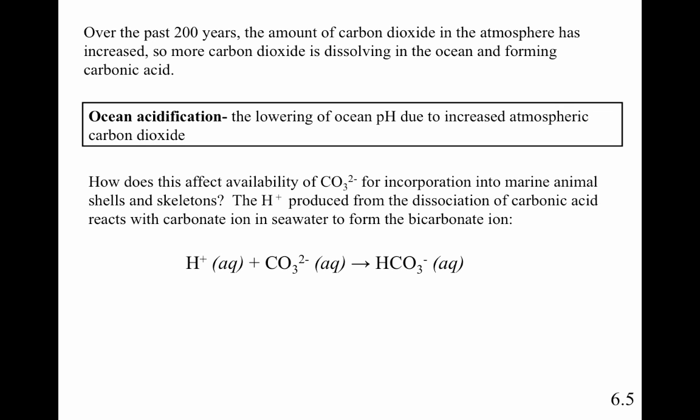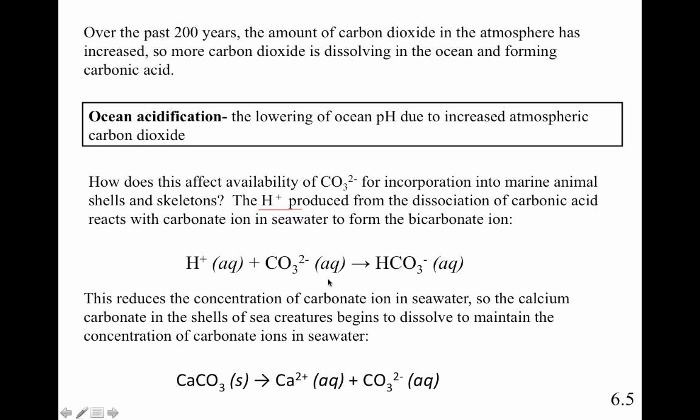How does this affect the ability of carbonate for incorporation into marine animals' shells and skeletons? The hydronium ion that's produced from the dissociation of carbonic acid reacts with carbonate ion to form the bicarbonate ion. This reduces the concentration of carbonate ion in seawater, so the calcium carbonate in the shells of sea creatures begins to dissolve to maintain the concentration of carbonate ions in the seawater.